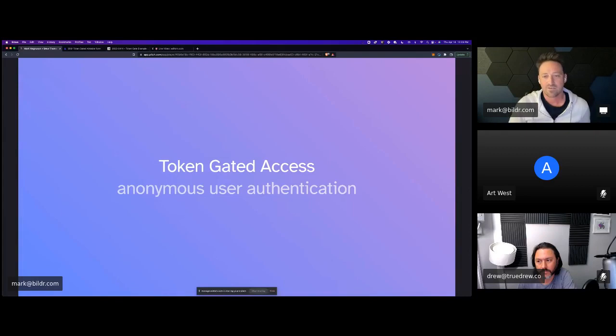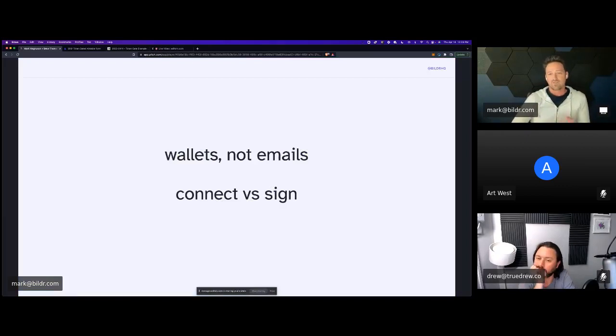And now we'll talk about token gated access. And really what this is, is anonymous user authentication. So this is authenticating a user only by checking their wallet to see if they have a certain NFT or a certain token. Token and NFT can be used interchangeably, by the way. So you'll hear people say that back and forth, and you can just know that they're talking about either one. So anonymous user authentication really means wallets, not emails, for the most part.